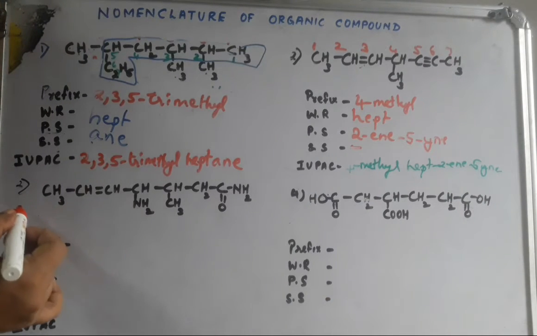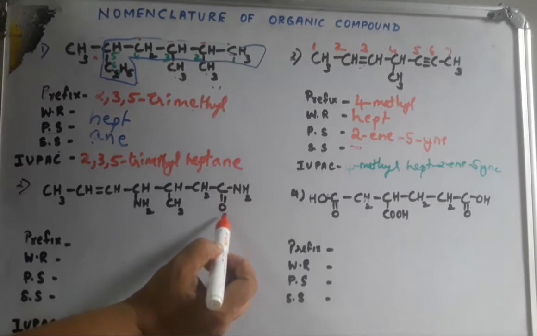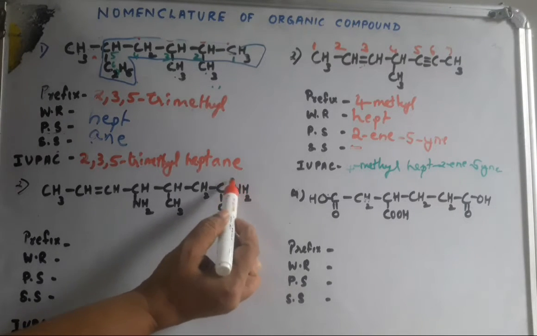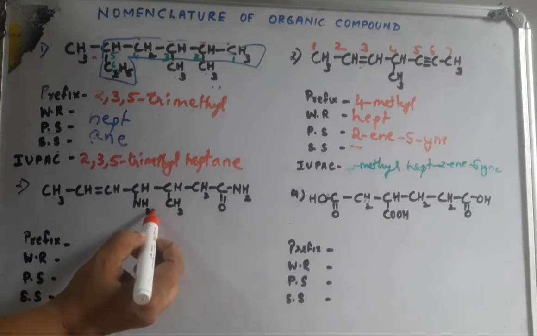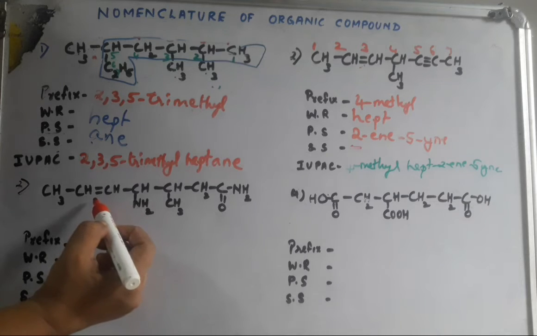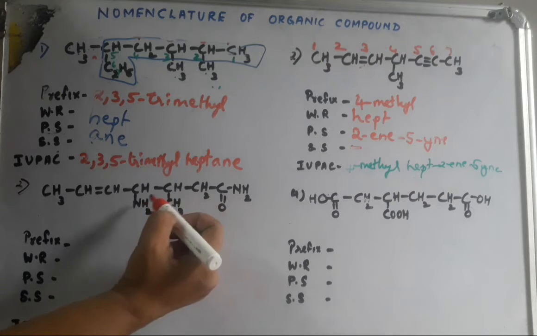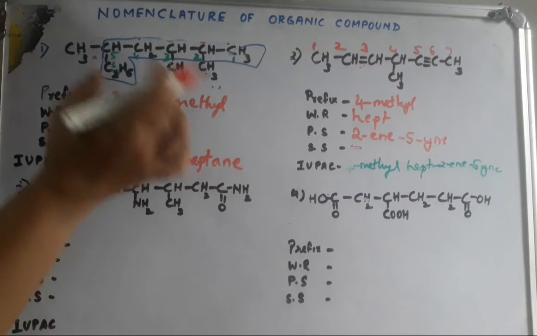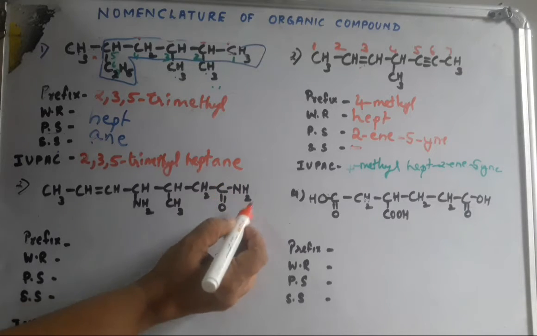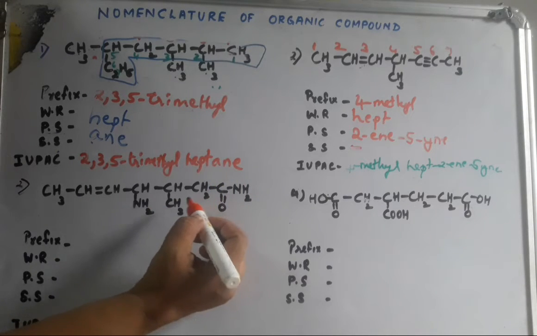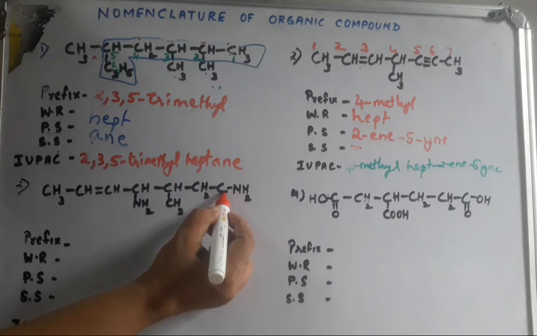Now next coming to the third one. Here you can see there are functional groups. This is a functional group CONH2. CONH2 is called amide. There is another functional group NH2, that is amine. There is a double bond also present. So when there are functional groups present, whichever is coming in the top position in the seniority table will be the main functional group or principal functional group. So among these functional groups, CONH2 comes first. So this should get the preference.